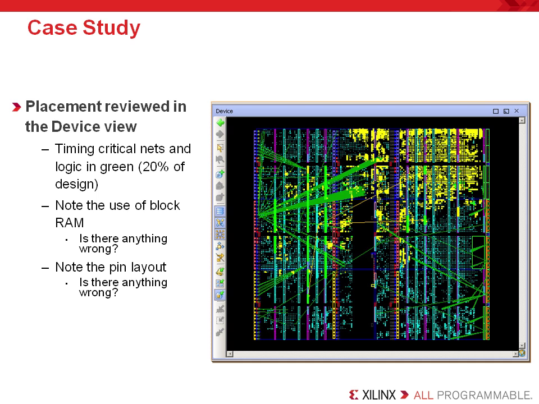Block RAMs are fixed into separate columns. So anytime you have a hierarchical component that uses more block RAM or DSP slices than are placed in one column, you may have timing problems due to routing to and from separate columns.